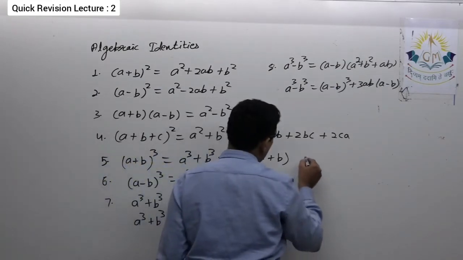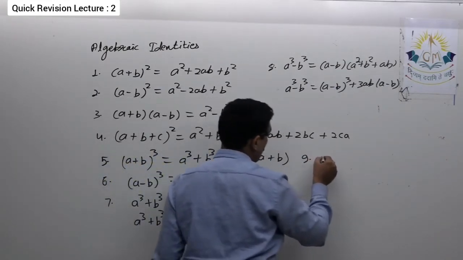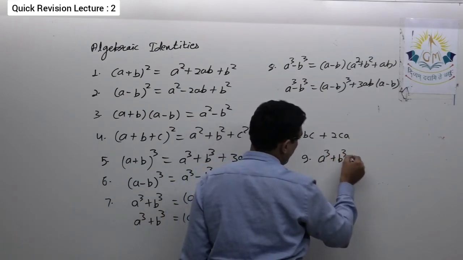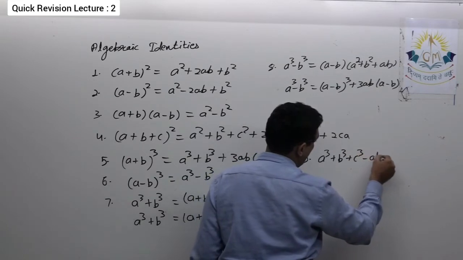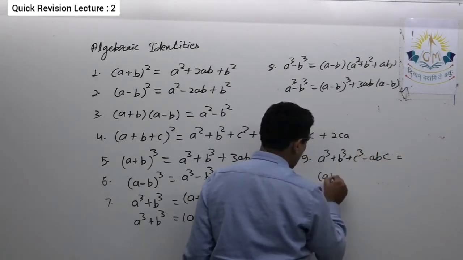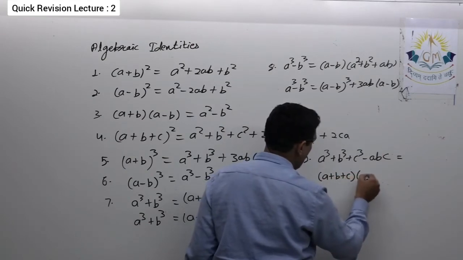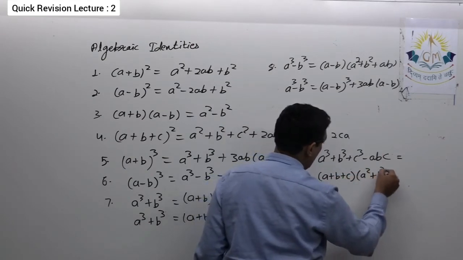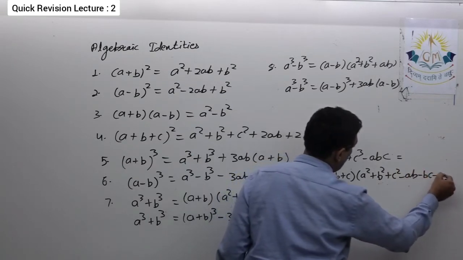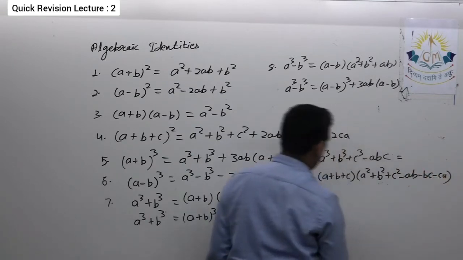Now the ninth identity is a cube plus b cube plus c cube minus 3abc is equal to a plus b plus c, then a square plus b square plus c square minus ab minus bc minus ca.